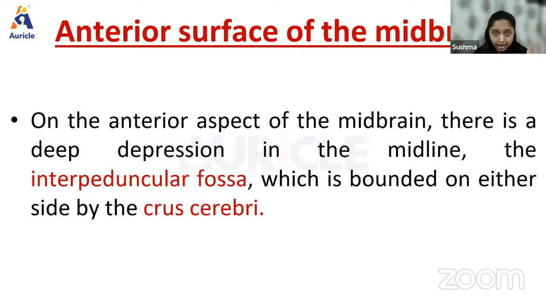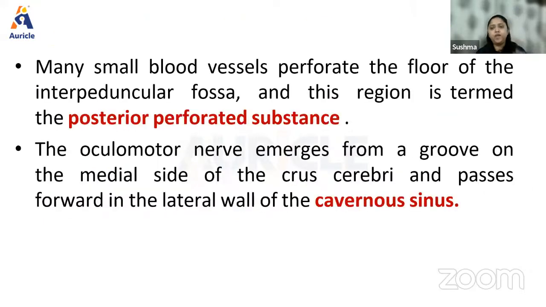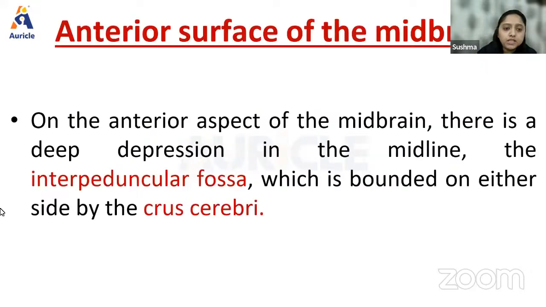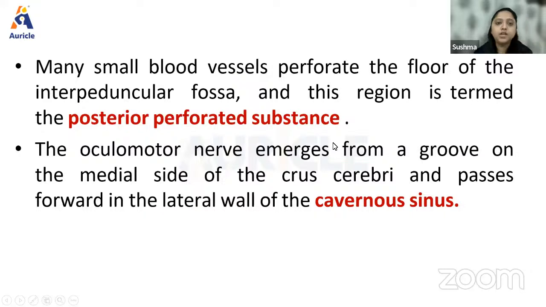Understood? Are you getting an orientation as to which part of the brain I'm talking about? If you're getting it, well and good. If you're not getting it, go through the class again. You will understand what exactly I'm talking about. Now, what is this fossa? This fossa is called the interpeduncular fossa, and it has something called the posterior perforated substance.